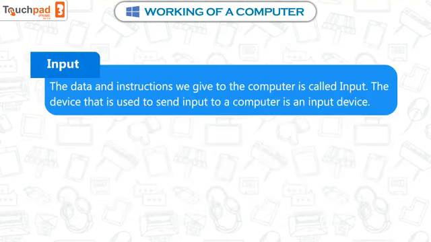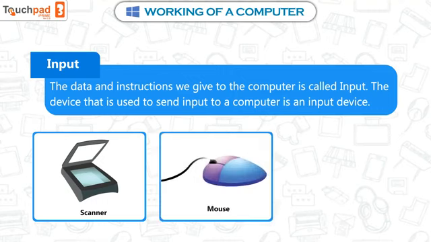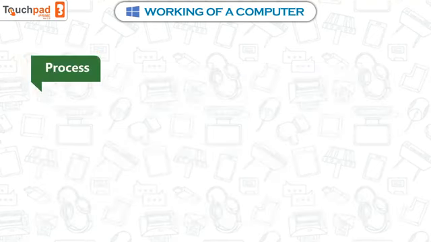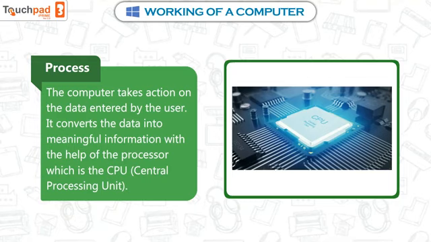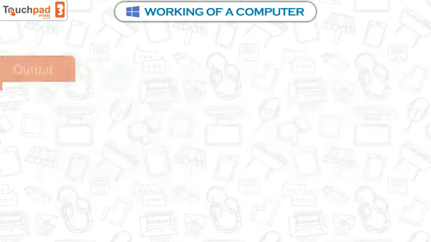Input. The data and instructions we give to the computer is called input. The device that is used to send input to a computer is an input device. Process. The computer takes action on the data entered by the user. It converts the data into meaningful information with the help of the processor, which is the CPU, Central Processing Unit. This conversion of data into information is called processing.